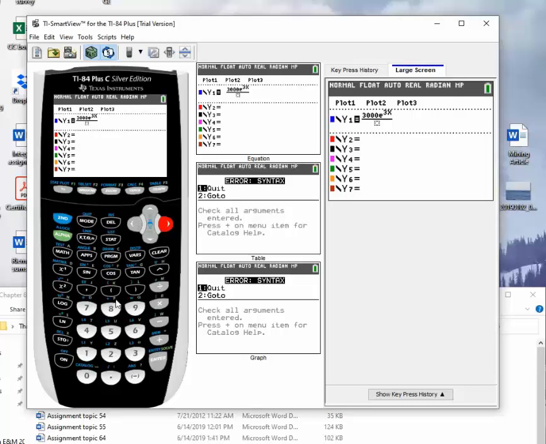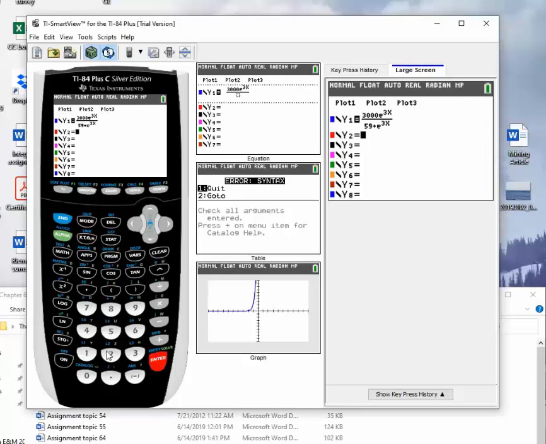All right, and then on the bottom, 59 plus e to the 3x power. That's not e. All right, and then in y2, I'm going to put 2400.